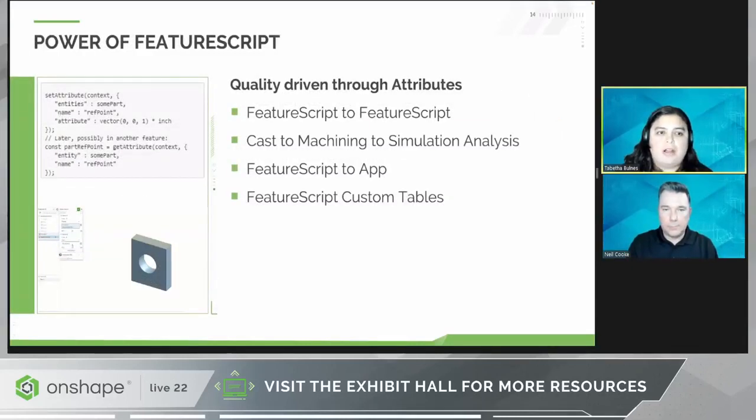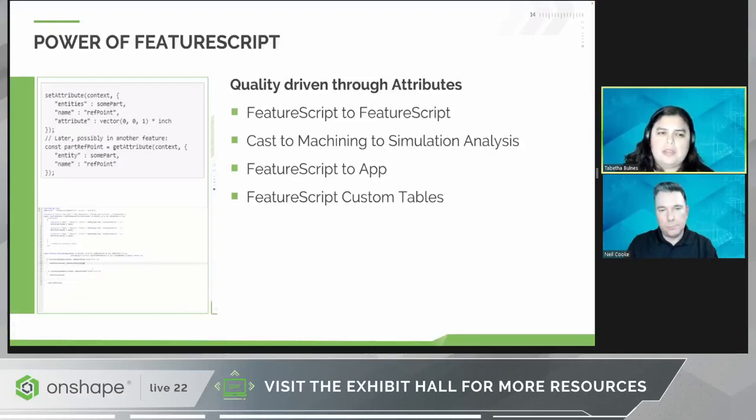Feature scripts are powerful. Feature scripts are helping drive quality within Garrett Motion. And one of the most helpful items that I found in FeatureScript is attributes. I've discussed this before in an Onshape user group meeting, and I'll say it again. Attributes are powerful and will do more than you think they will.